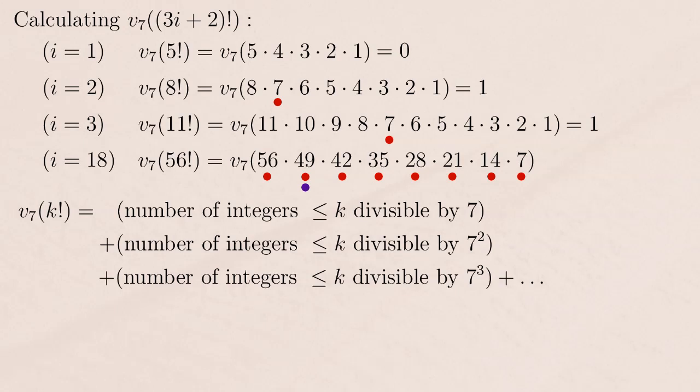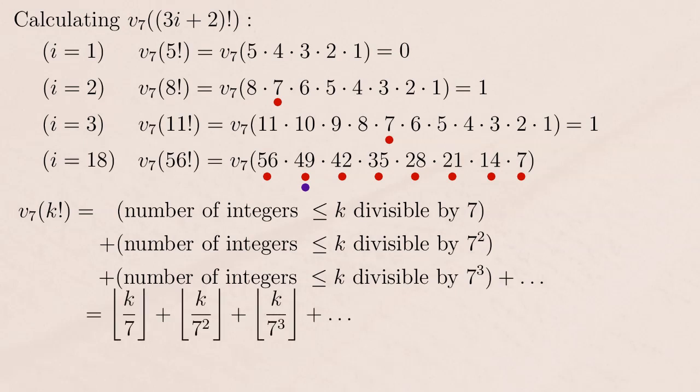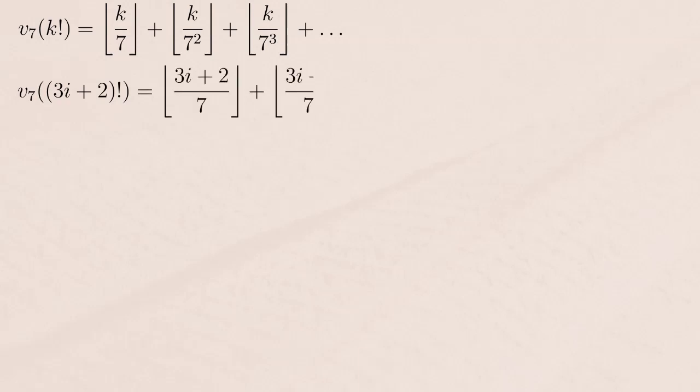I'll write this in shorthand using this floor notation. The floor of k over 7 plus the floor of k over 7 squared plus the floor of k over 7 cubed, and so on. Okay. We wanted to work out v7 of 3i plus 2 factorial. So let's plug in k equals 3i plus 2.